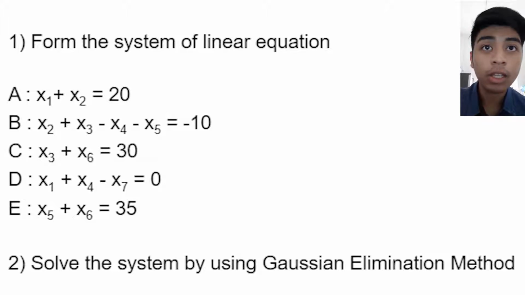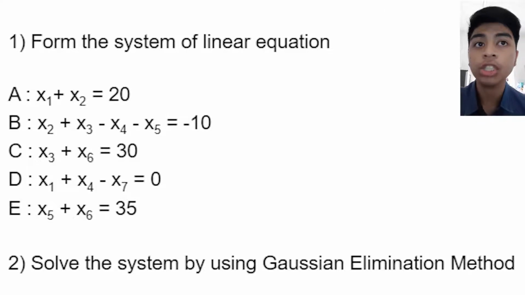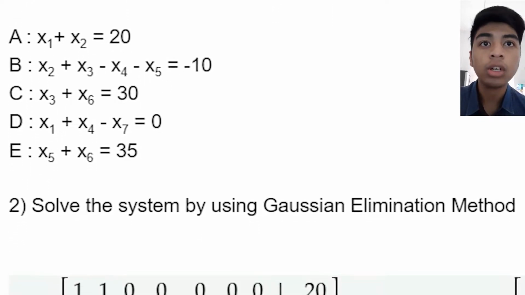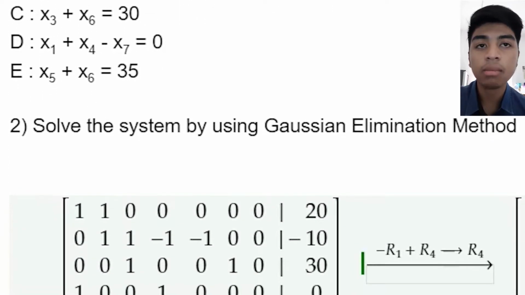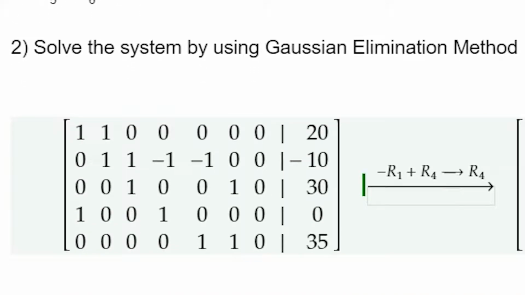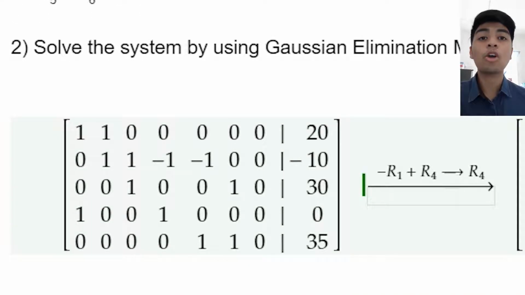For step 2, we need to solve the system. And our group has decided to use the Gaussian elimination method. The first step for this method is we need to form an augmented matrix from the system given. From the augmented matrix that we get, we need to transform it into row echelon form.